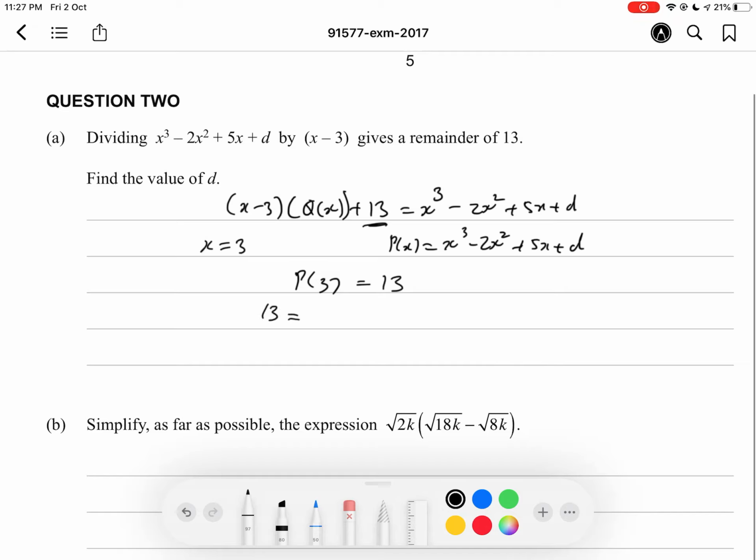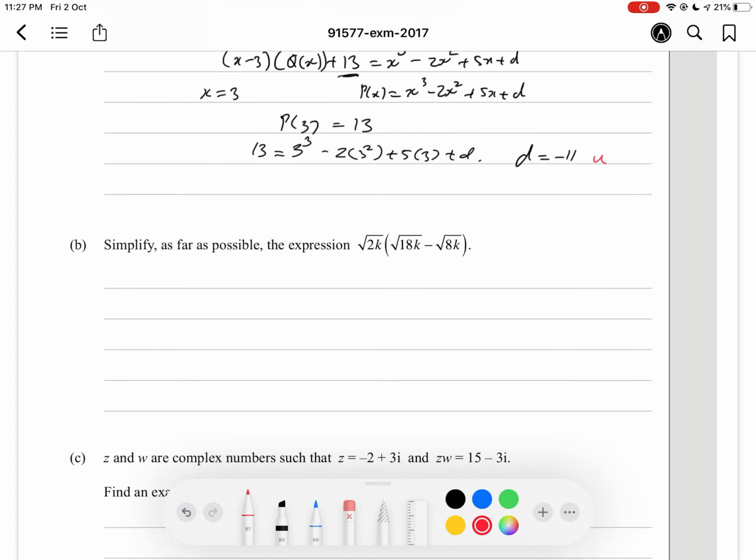So therefore, 13 equals 3 cubed minus 2 times 3 squared plus 5 times 3 plus d. 3 cubed is 27, minus 2 times 9, which is 18, plus 15, equals 24. So 13 minus 24 equals d, and therefore d should come out to be negative 11. That is our final answer for an achieved grade.